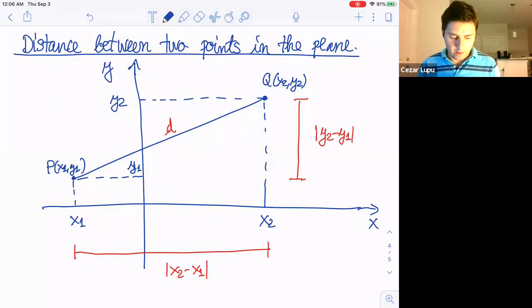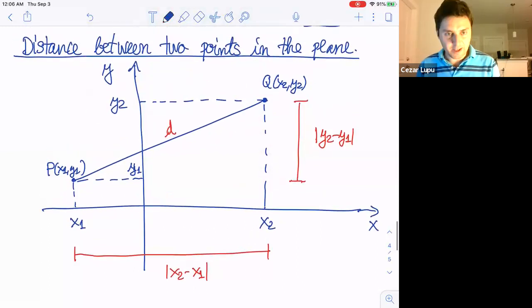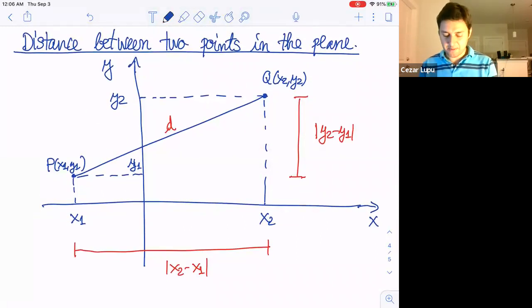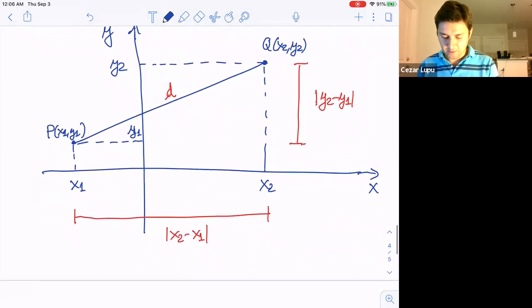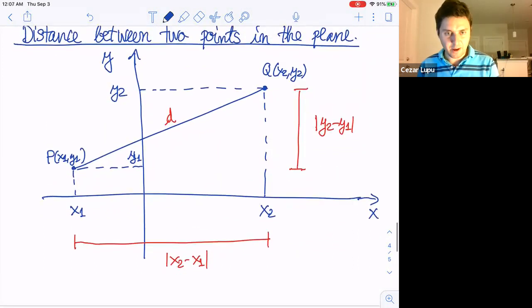And now let's interpret this picture a bit. Just look at it. Try to visualize it so it's quite clear. My main goal here is to find this distance D. Is there a formula for this distance D? That is the question. Okay, let's see.